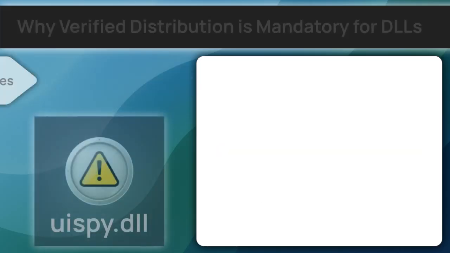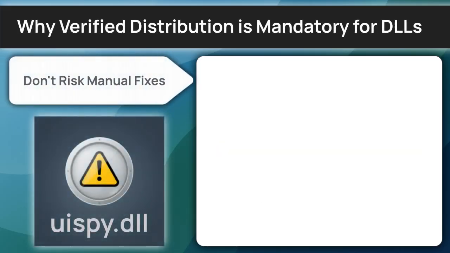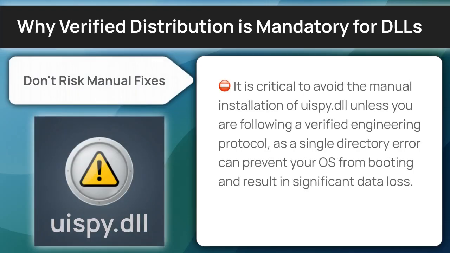Before we finish, let's go over the professional protocol for sourcing essential system libraries. Do not compromise your computer's health by sourcing Uispy utility DLL from random internet mirrors, which often harbor hidden tracking scripts designed to bypass standard antivirus protocols.